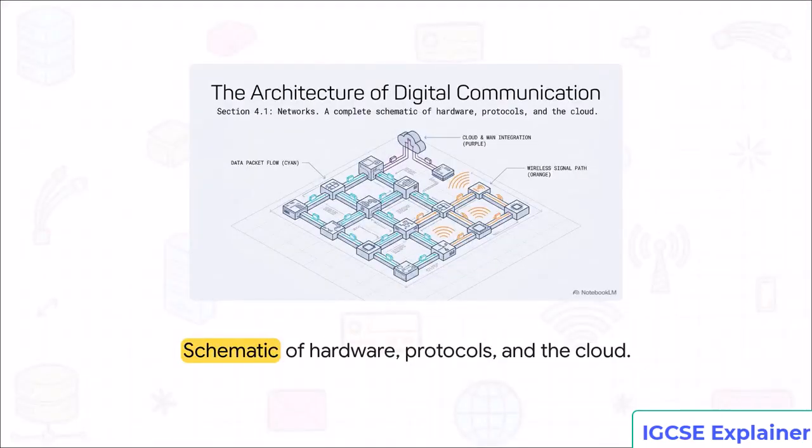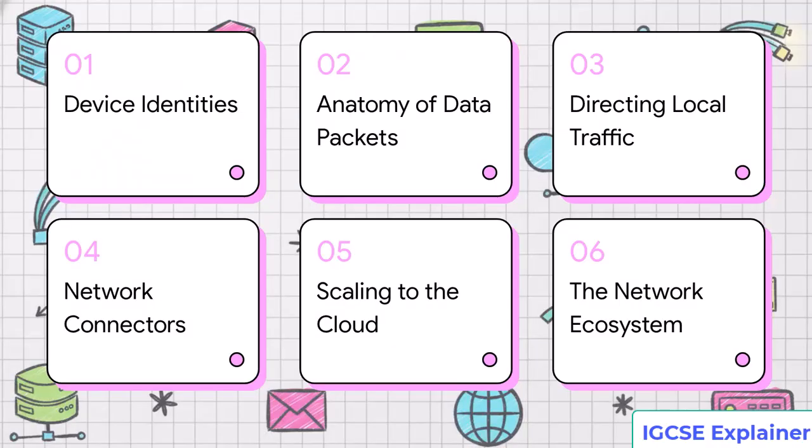When we casually throw around terms like the cloud or the web, it sounds completely abstract, like it's just floating in the air. But the grand blueprint of it all proves that the internet is actually a highly structured physical grid. We're talking copper wires, fiber optics, silicon, and very specific rules for how traffic moves around. We're going to take a zoom-out approach for this. We'll start small, looking at device identities and hardware. Then we'll cover the anatomy of data packets, how local network traffic is directed, the different connection types, scaling all the way up to the cloud, and finally, how this entire network ecosystem fits together.